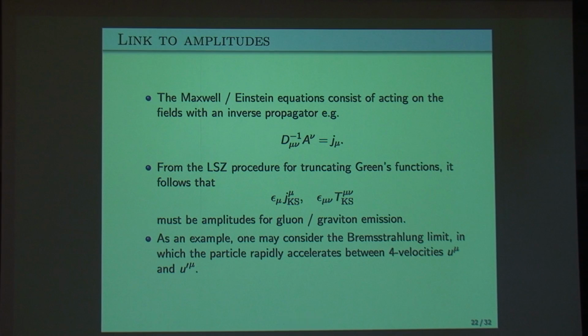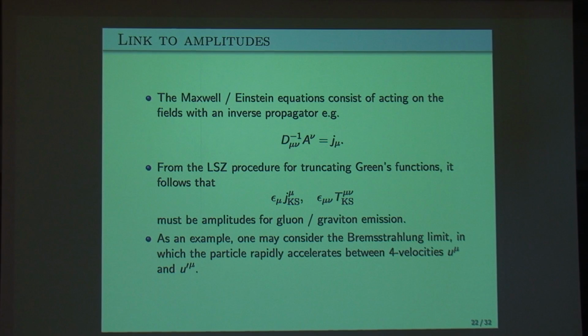Now, in fact, we can use that to get a nice link to amplitudes. So again, more evidence, or more convincing at least, that this classical double copy is the same as the BCJ one. I can think of the Maxwell and the Einstein equations as just consisting of acting on the fields with an inverse propagator. So I can write the Maxwell equation like this. By definition, the propagator is the inverse of the operator that acts on this field.